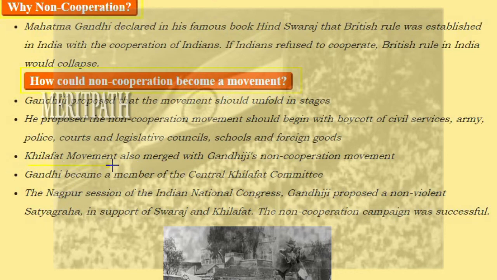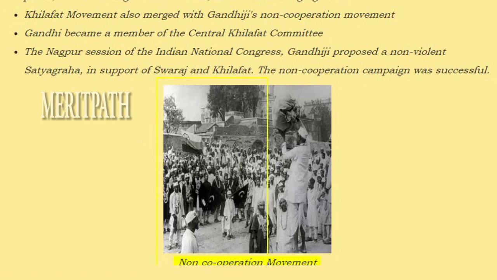Khilafat movement also merged with Gandhiji's non-cooperation movement. Gandhiji became a member of the Central Khilafat Committee. At the Nagpur session of the Indian National Congress, Gandhiji proposed a non-violent Satyagraha in support of Swaraj and Khilafat. The non-cooperation campaign was successful. An image which shows the non-cooperation movement.